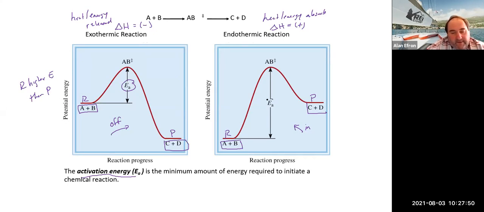And the hill over here is our activation energy in our endothermic reaction. Now, you also see this little guy up here on top has a little funky symbol on it. And that is sometimes referred to as a transition state complex or an activated complex. And that is because the very top of the curve there is what is sometimes referred to as a transition state.